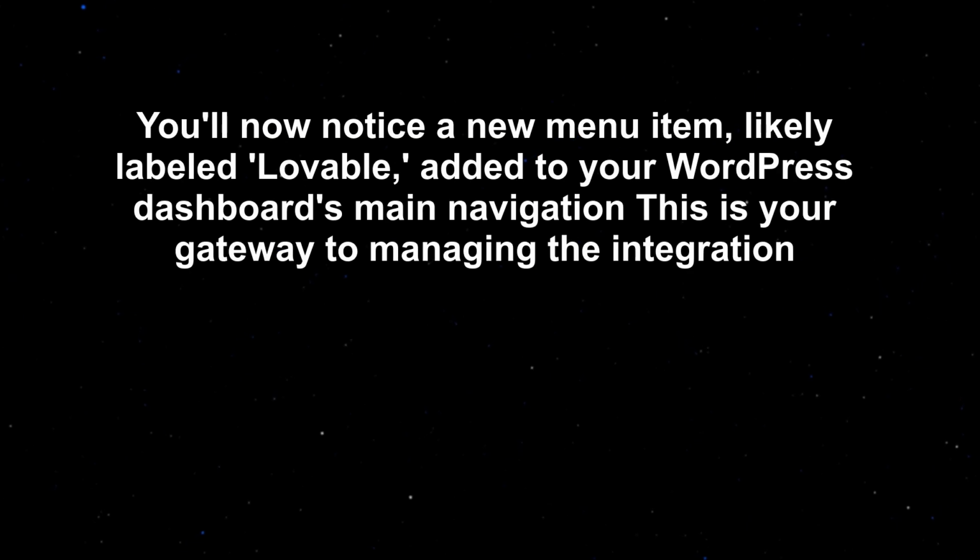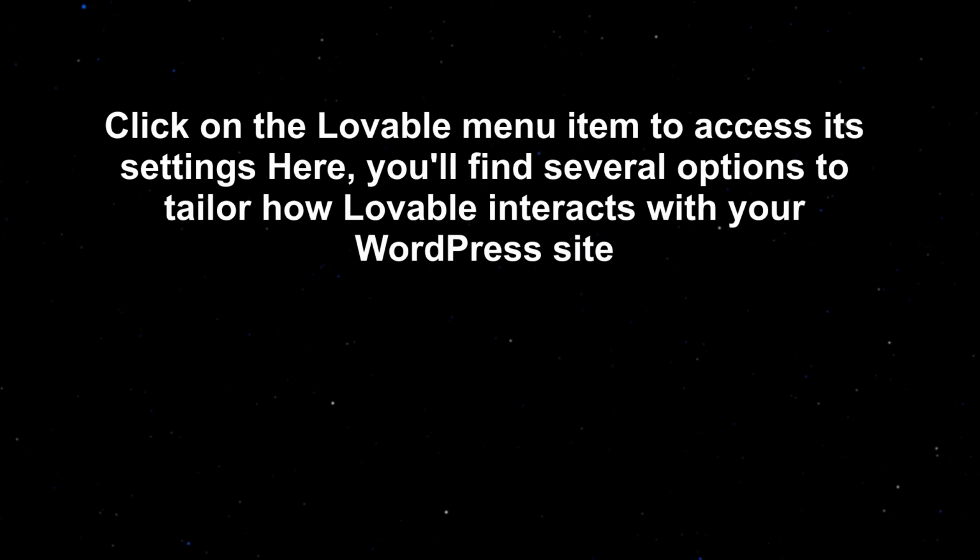You'll now notice a new menu item, likely labeled Lovable, added to your WordPress dashboard's main navigation. This is your gateway to managing the integration. Click on the Lovable menu item to access its settings. Here, you'll find several options to tailor how Lovable interacts with your WordPress site.